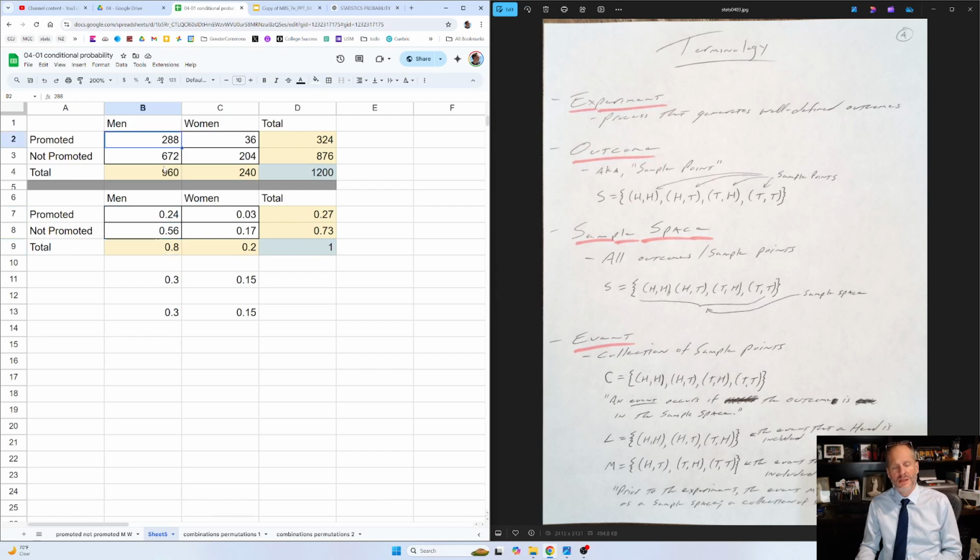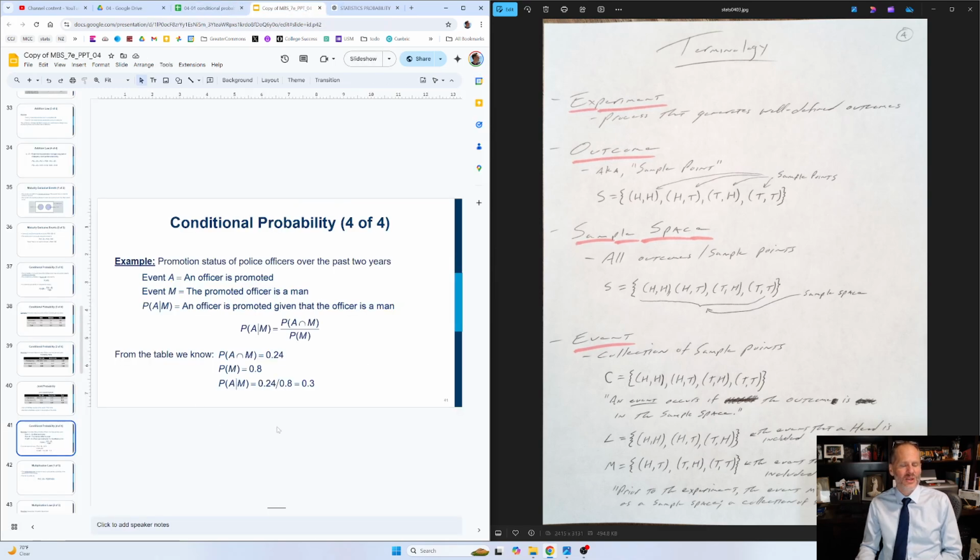It's exactly the same answer as the number of men promoted divided by the total number of men. It's a little bit hard to explain. I hope you're getting it. And so anyhow, that's the conditional probability. That's slide 4.4. And you say the probability of A given that M is the way you read it.